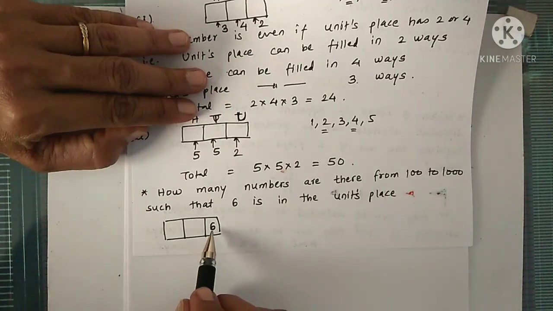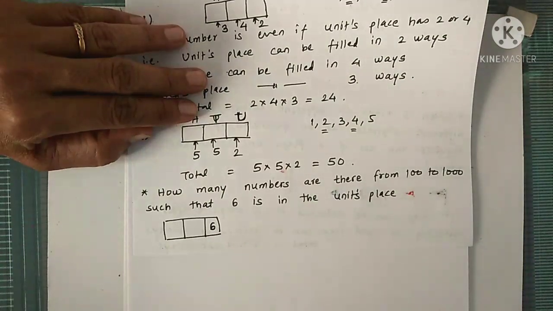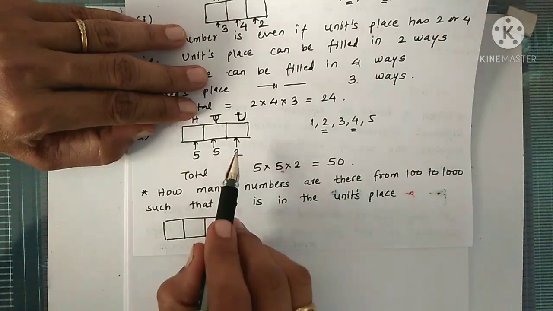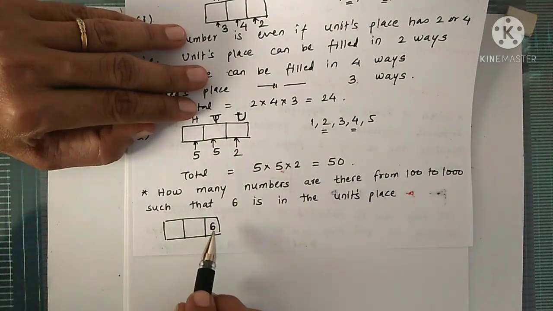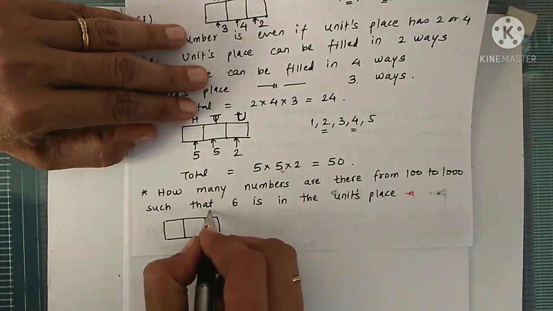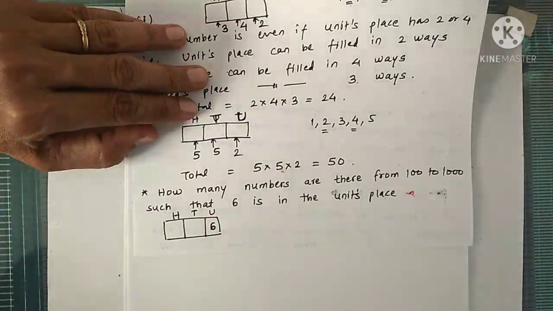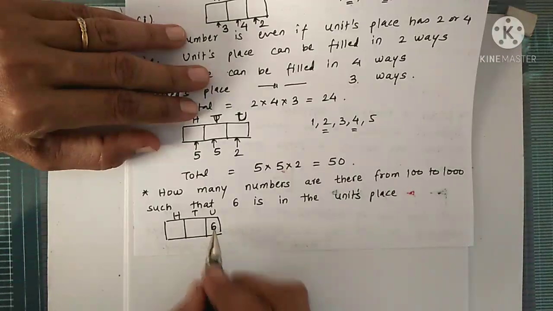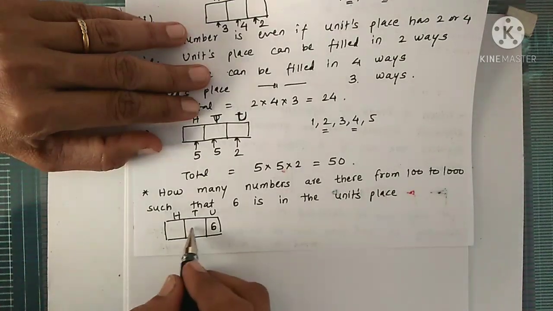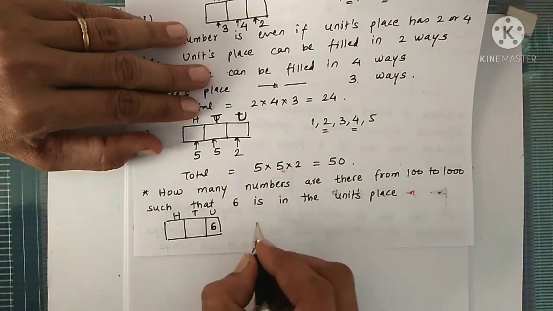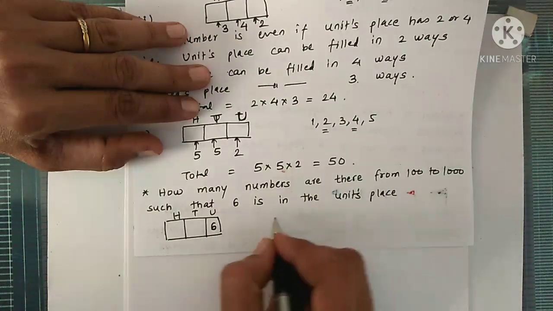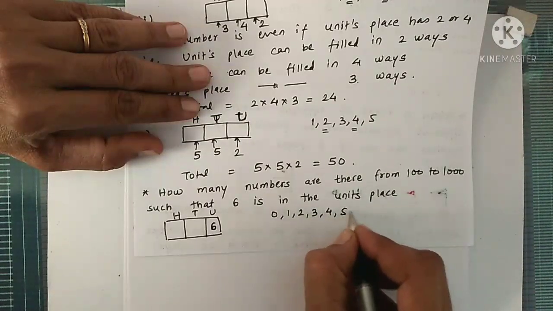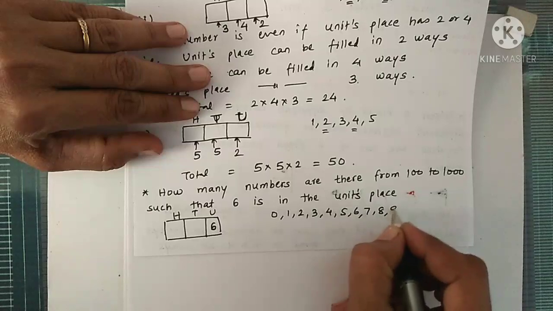See here, I have written 6 in the units place, as we want that 6 in the units place. Whenever I write the number below, that means those are the number of ways. And I have written 6 in that place, that means the units place contains 6. Okay. So we have to find the total number of ways such that 6 is in the units place. Now the digits are not given, but these 3-digit numbers can be formed using the digits 0, 1, 2, 3, 4, 5, 6, 7, 8 and 9.